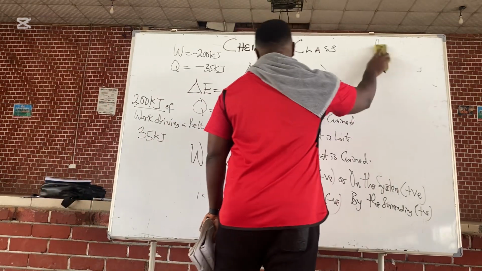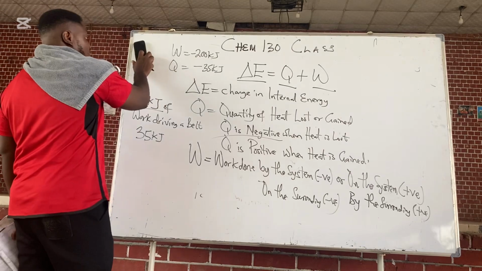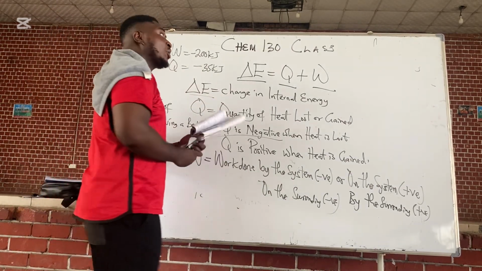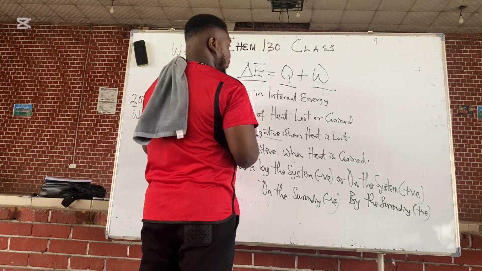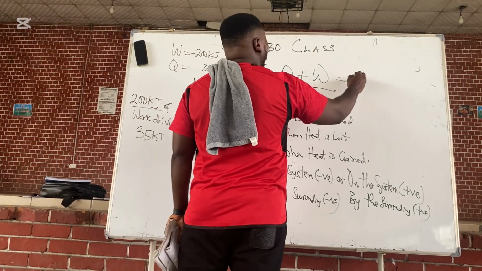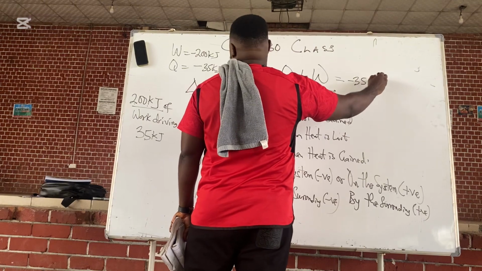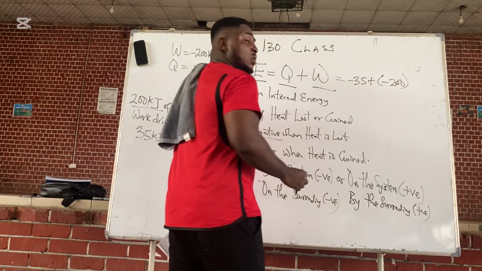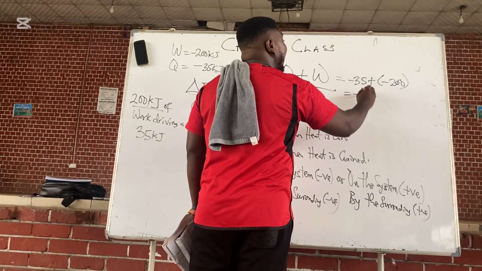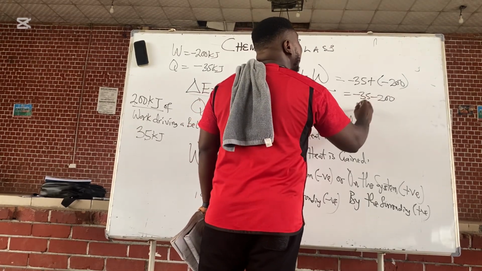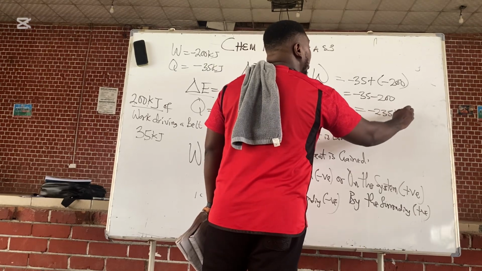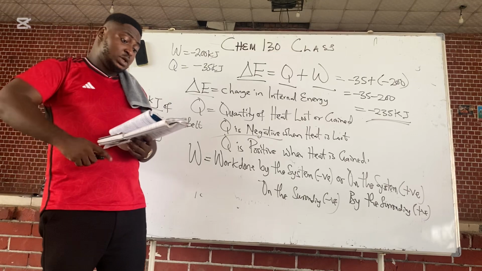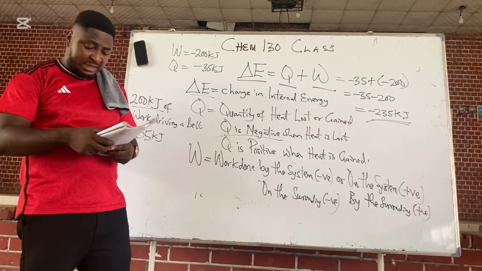Class, having gotten the correct sign for W and Q, we have to find the change in internal energy. Change in E is Q plus W. Q is minus 35, plus W is minus 200. Plus times minus gives minus. So minus 35 minus 200 will give you minus 235 kilojoules. Class, this minus 235 kilojoules is the change in internal energy.